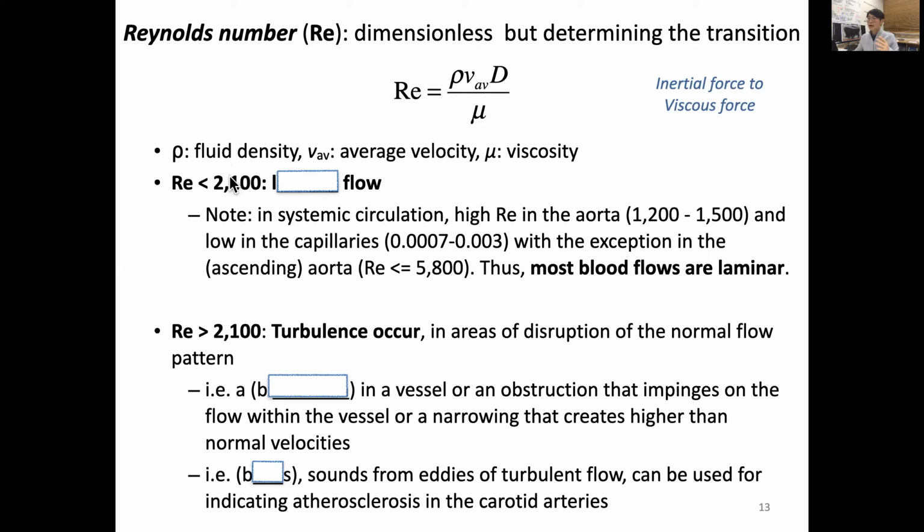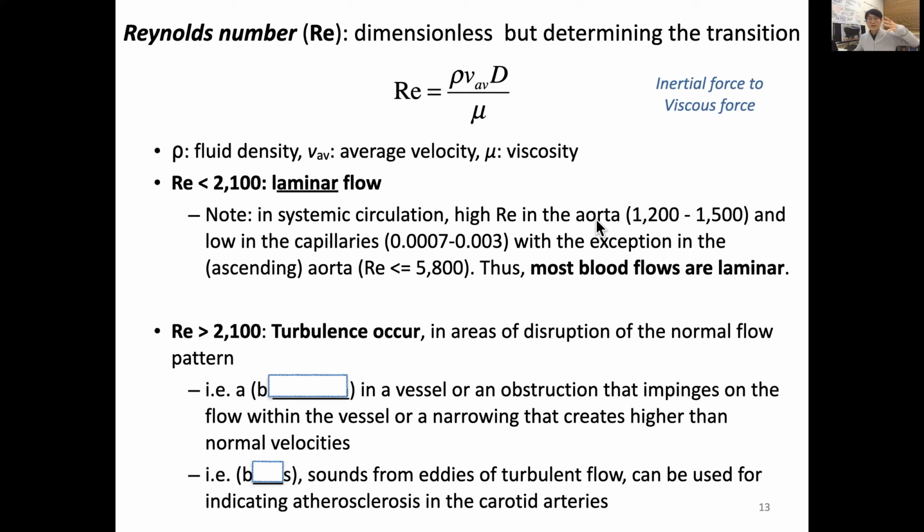In pipe flow, people have experimented and found a threshold of several thousand, like 2000. If it's smaller than 2000, the flow pattern will be laminar. For example, in systemic circulation in our body, we can calculate the Reynolds number because we know the viscosity of blood, the density of the blood, and the flow velocity. And this is the diameter of the vessel.